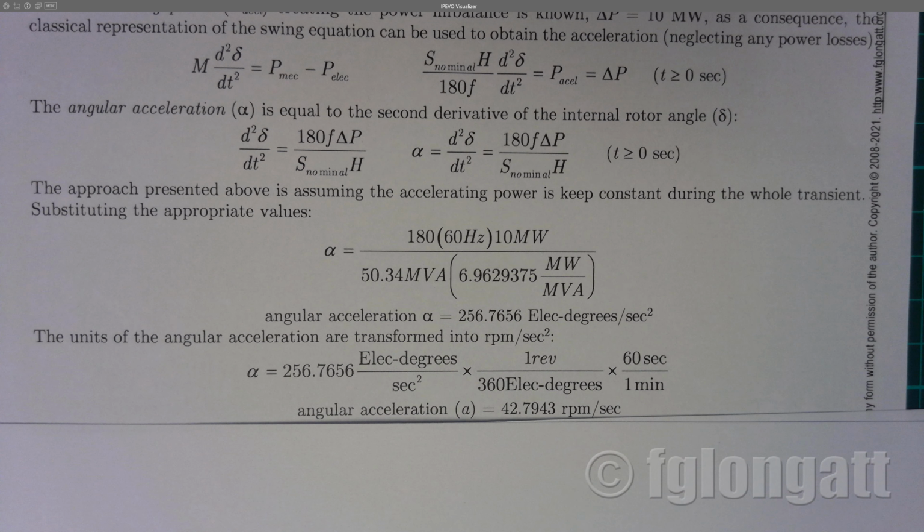42.79 RPM per second. What this acceleration is telling you is that if we apply 10 megawatts and keep this imbalance, then in 1 second the rotational speed will change by 42.79 RPM. Depending on the duration of this disturbance, the rotational speed will change, for instance in 1 second, by 42.79 RPM.